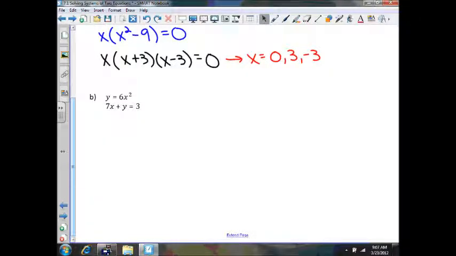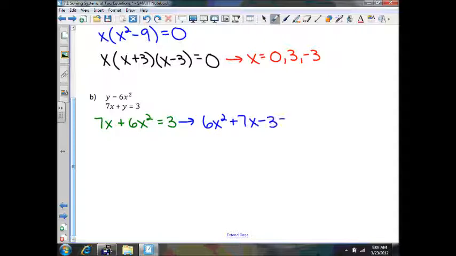Moving on to example B, we see that y is equal to 6x squared. So I can put that into the bottom equation there. 7x plus 6x squared is equal to 3. Moving this around a little bit, we get 6x squared plus 7x minus 3 is equal to 0. Believe it or not, this is factorable. 6 times negative 3 is negative 18. So are there two factors of negative 18 that give you 7? Well, yeah. Positive 9, negative 2.